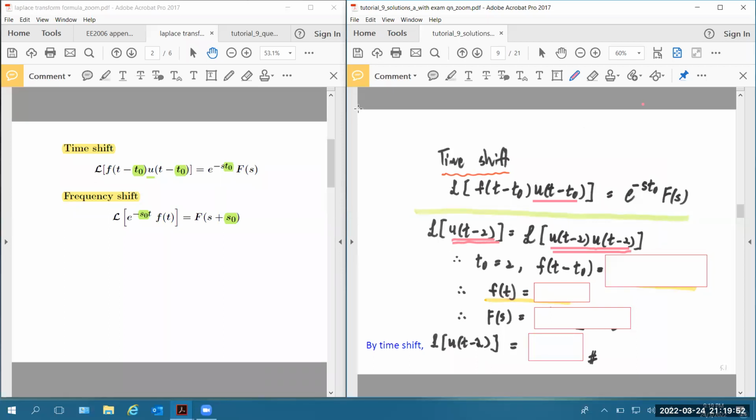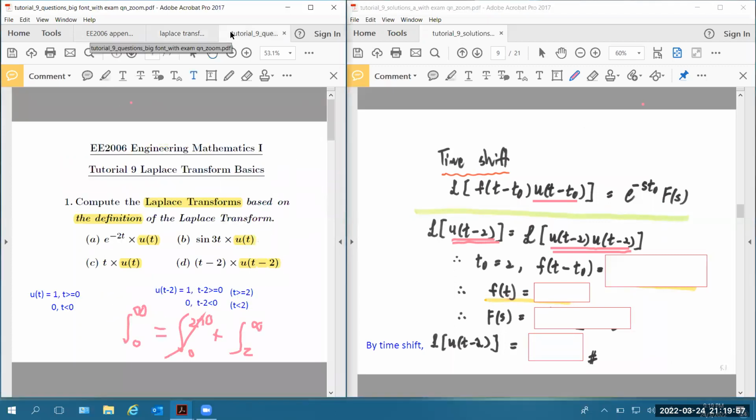It's actually very obvious, just from the definition. Your u(t minus 2) is 1 for t greater or equal to 2, and 0 for t less than 2. So for t greater or equal to 2, this is 1, this is 1, this is 1. So 1 times 1 is 1, yes. Then for t less than 2, this is 0, here also 0, here also 0. 0 times 0 is also 0, isn't it? So therefore, this one is equal to this times this. It's obvious.